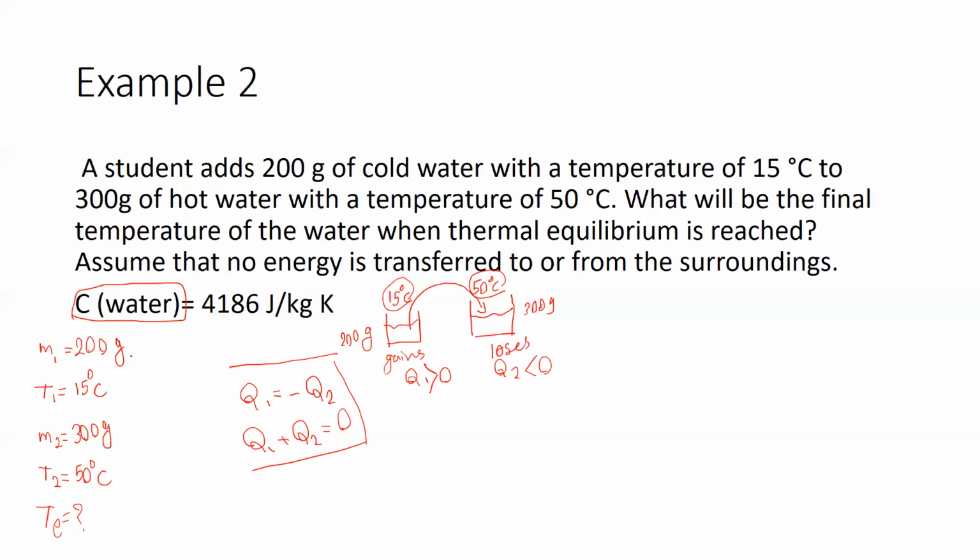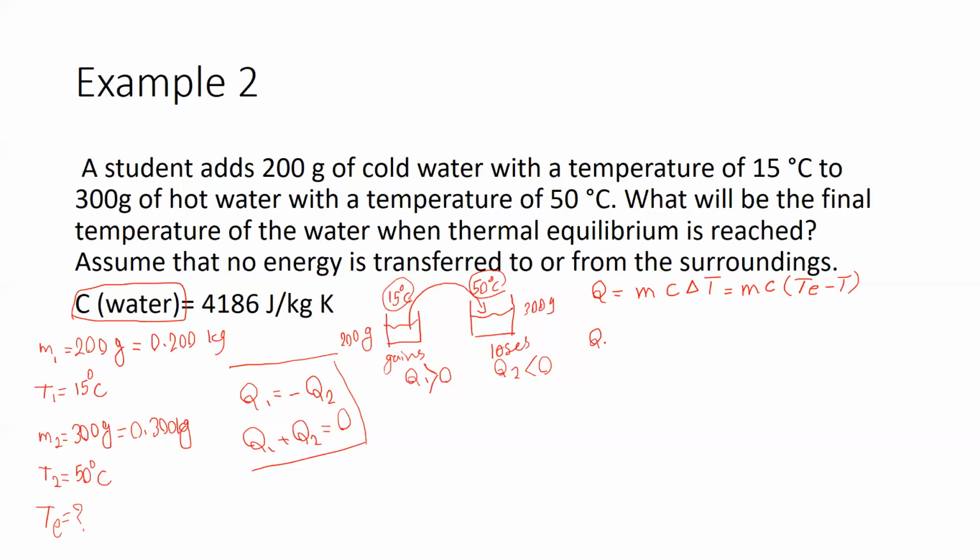What else do I need to do? I haven't checked my units. M1 is in grams, I need to convert it to kilograms. And I also need to convert this one to kilograms. Right now, because I know Q1 plus Q2 equals 0, firstly I write my Q1 and my Q2 equation, and then I add them. So firstly, this is the common equation that I want to use, MC delta T, and T final is actually TE, minus T initial for each one.